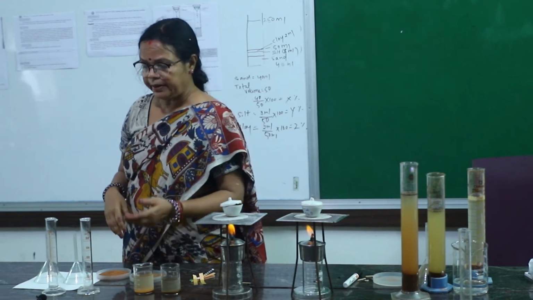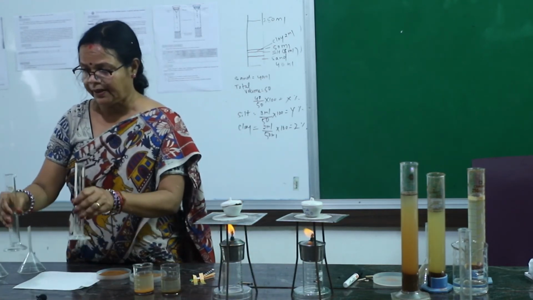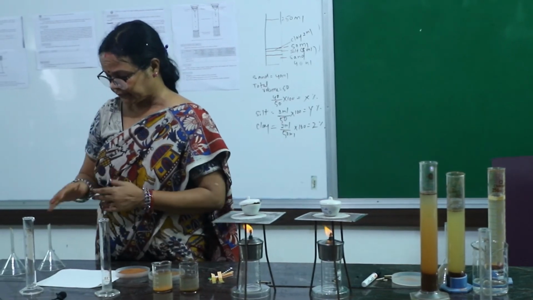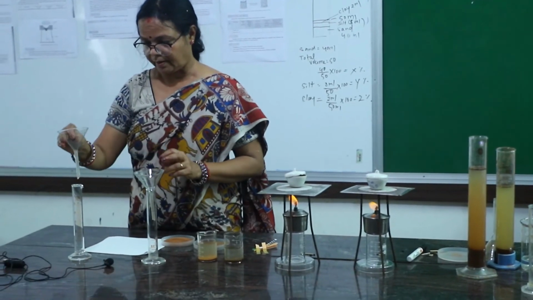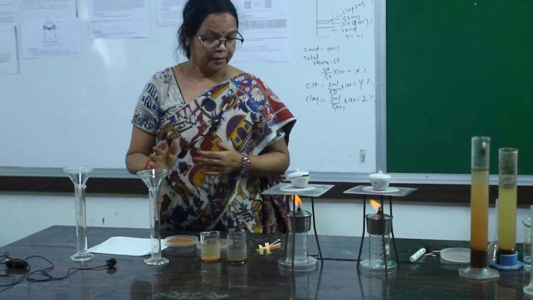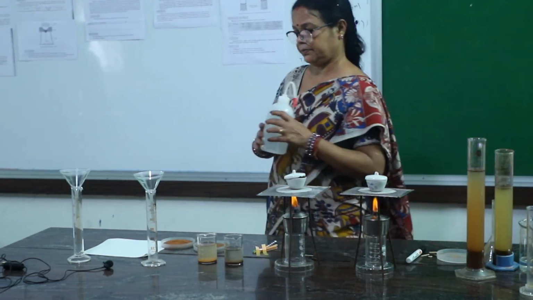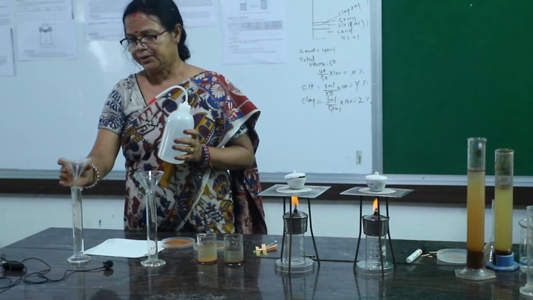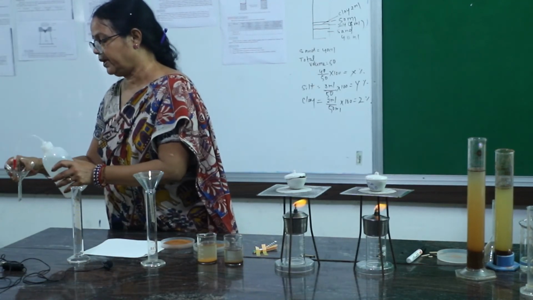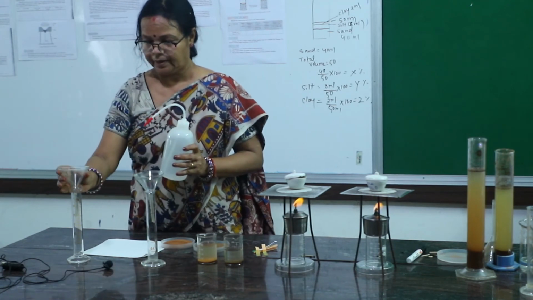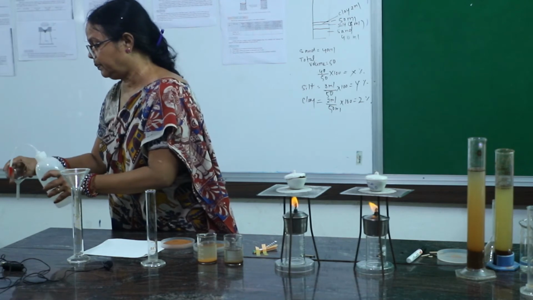Next is water holding capacity. You have to take two measuring cylinders and fix a funnel on each. Okay, then take a wash bottle. First make this funnel a little bit wet, so that you can easily fix the filter paper.